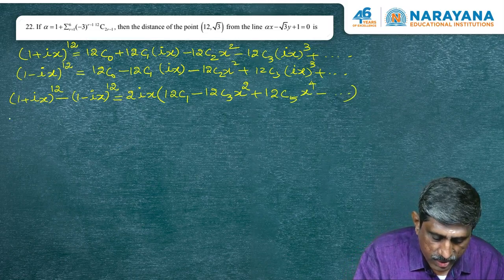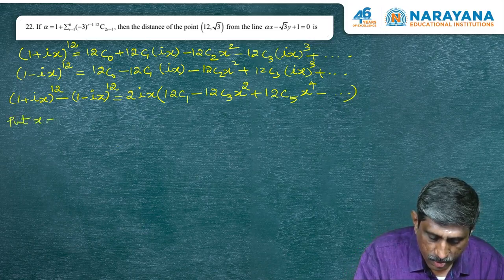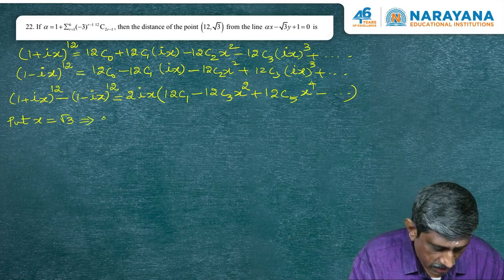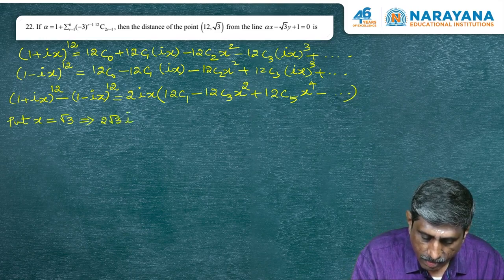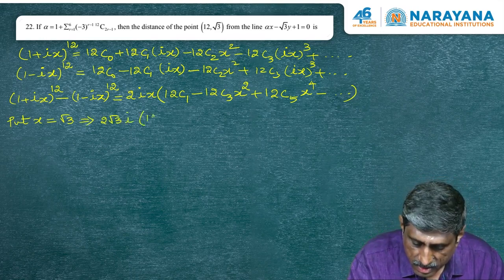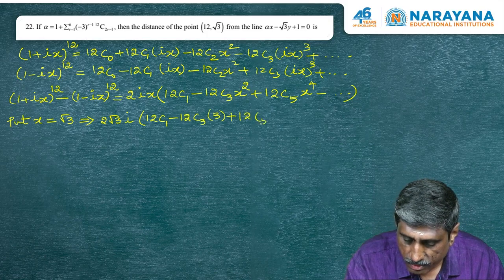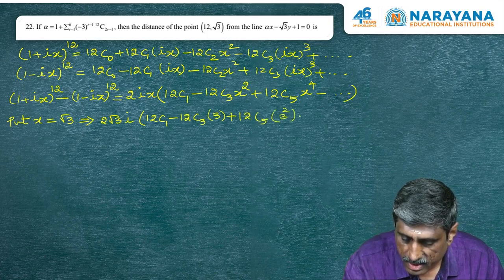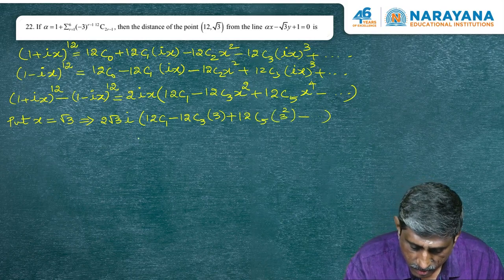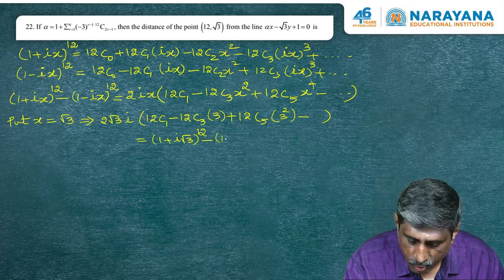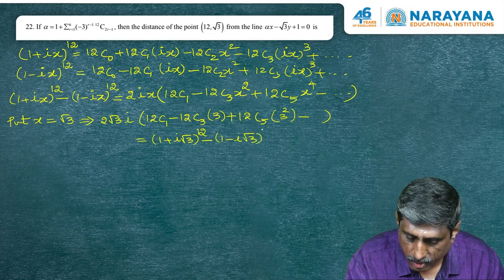And here you substitute x is equal to root 3. When you put x is equal to root 3, we understand that it is 2 root 3i into the value of the given expression, which is 12c1 minus 12c3 into 3 plus 12c5 into 3 square minus and so on. This is equal to, we are going to get 1 plus i root 3 whole to the power of 12 minus 1 minus i root 3 whole to the power of 12.